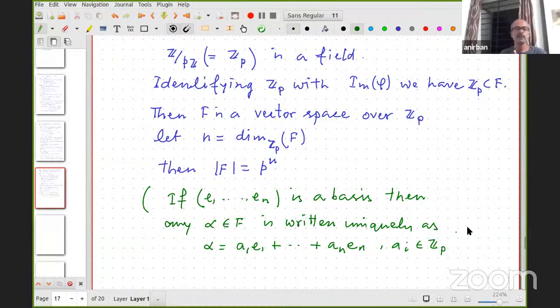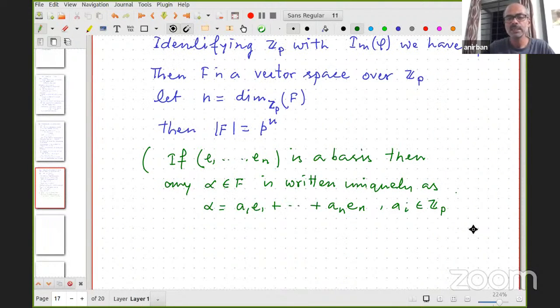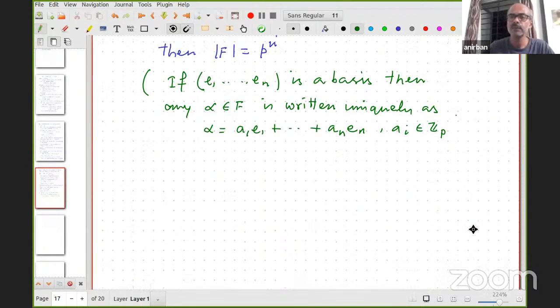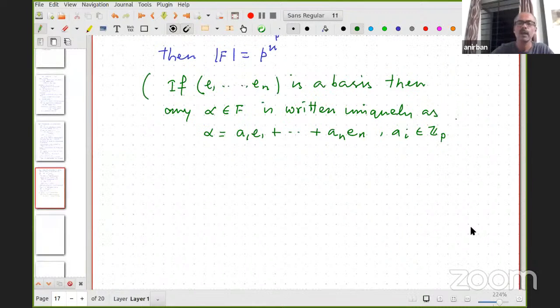So we now understand the order of fields. But of course, the important question that arises is: given a prime p and a natural number n, can you construct a field of order p to the n? We will address it a little later. So let's see some other properties.